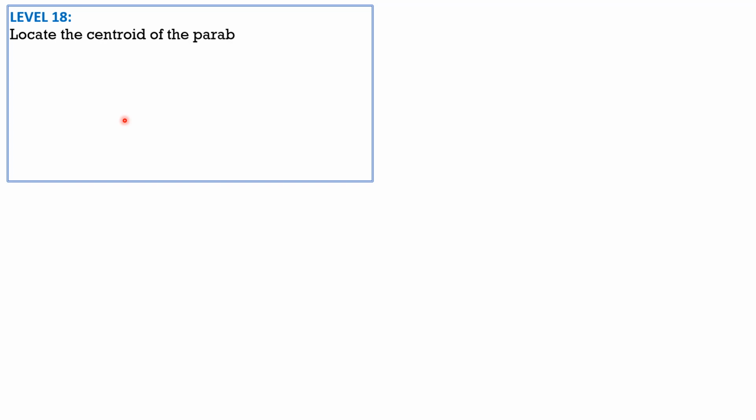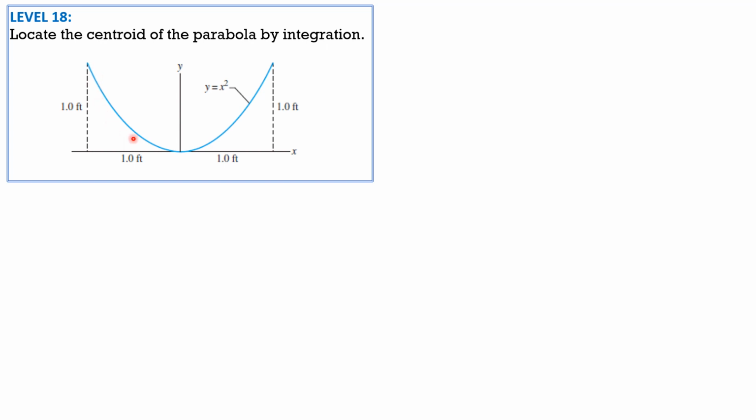Level 18, locate the centroid of the parabola by integration. Since the parabola is not shaded, it means that we have to locate the centroid of this parabolic arc. So, it lies on the y-axis by symmetry, barred x is 0. Let's call that S, and this is the location of centroid. So, x sub g is 0 automatic. The total length of the arc is 2 times S, and xg is 0.